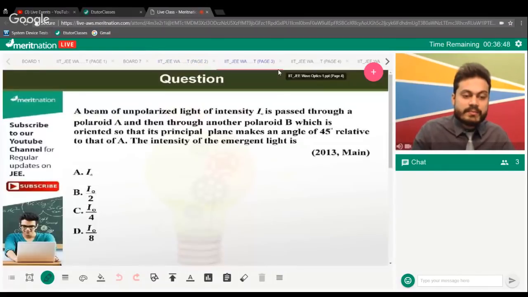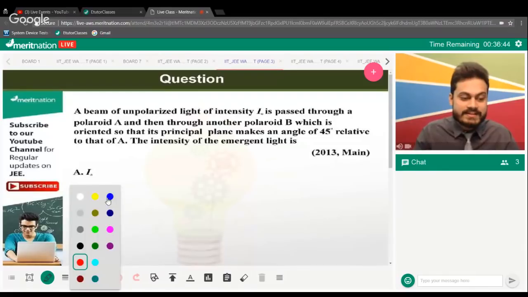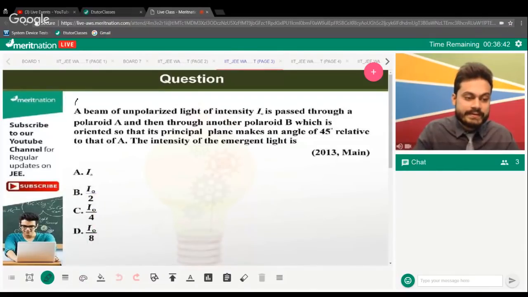Let's see how many of you can solve this one. Divya, Anjali, or who? Okay, let's see. So this is based on polarizer. A beam of unpolarized light. I'm reading it for you. Let's see if you guys can get it. A beam of unpolarized light of intensity I naught is passed through a Polaroid A, and then through another Polaroid B, which is oriented such that its principal plane makes an angle of 45 degrees relative to that of A.